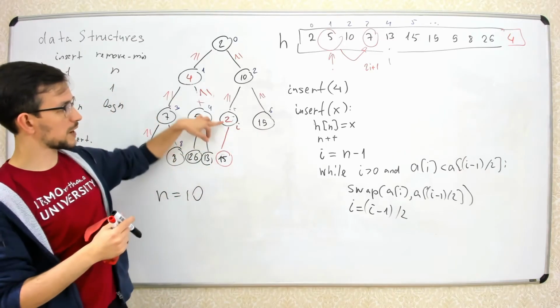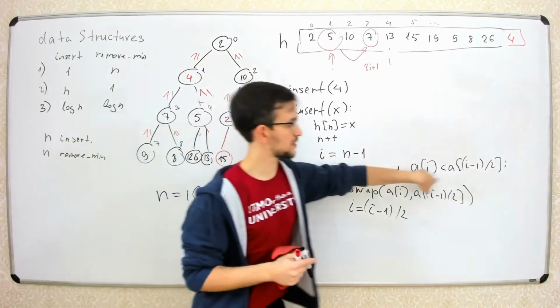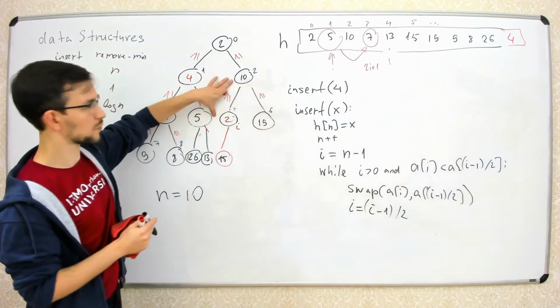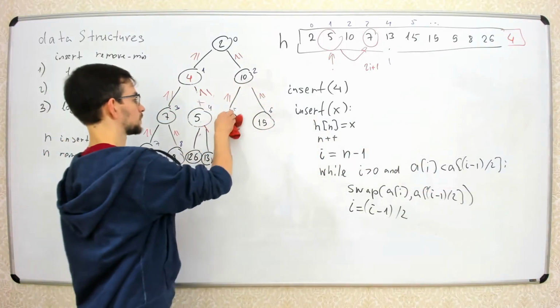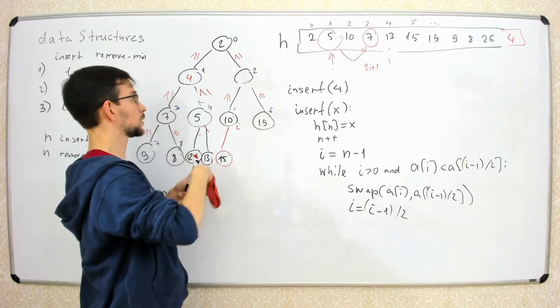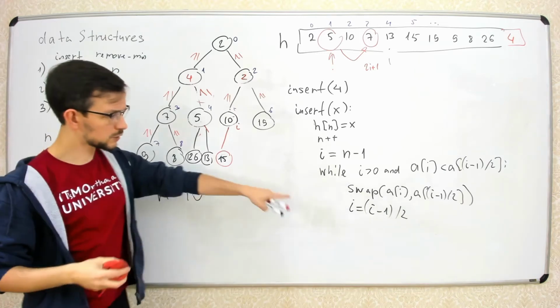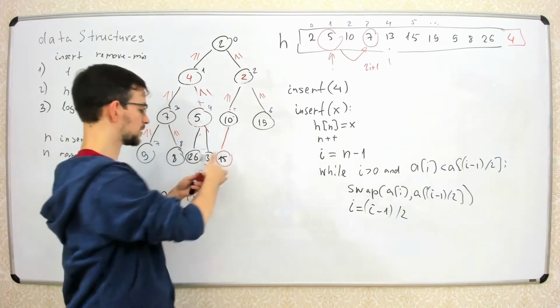Now again, we compare element I and its parent. This element is less than the parent element. So again, we swap these two elements. 15 is here, 2 is here, and move I to the parent. So I now is here.